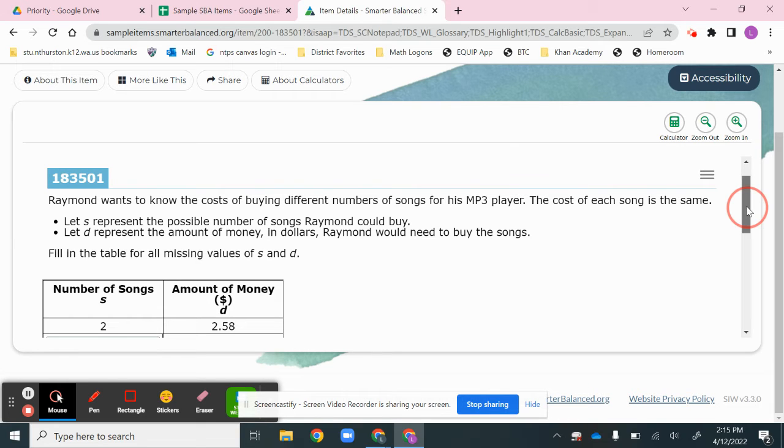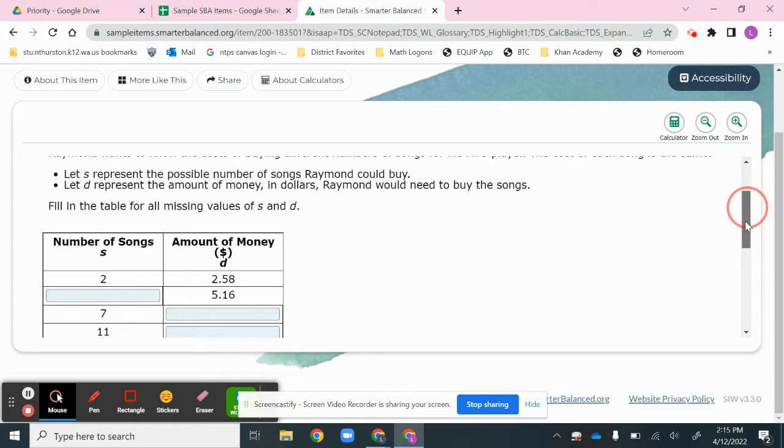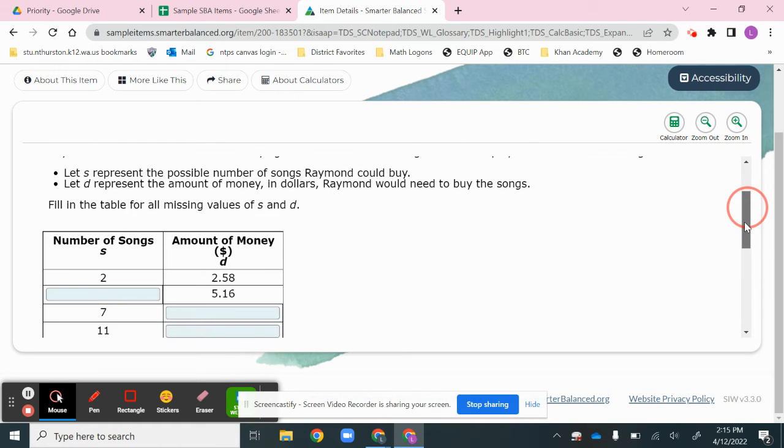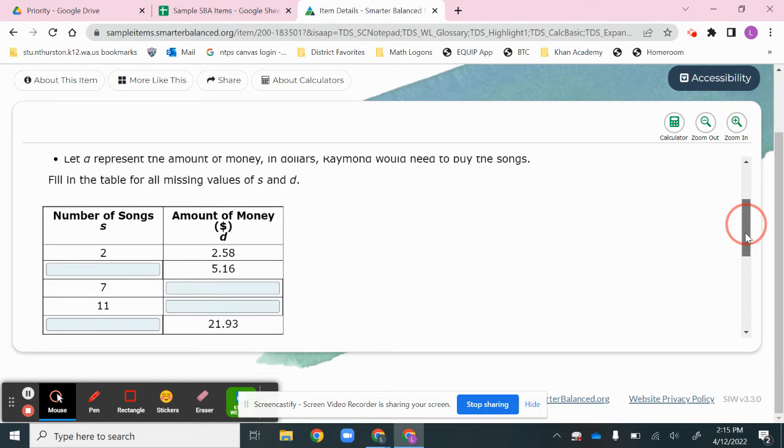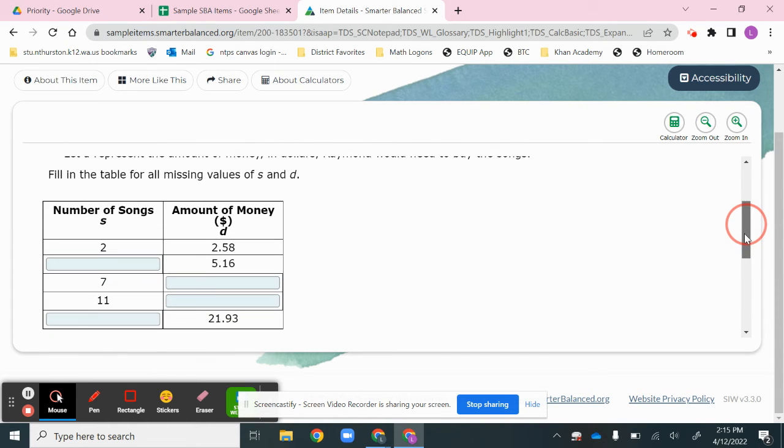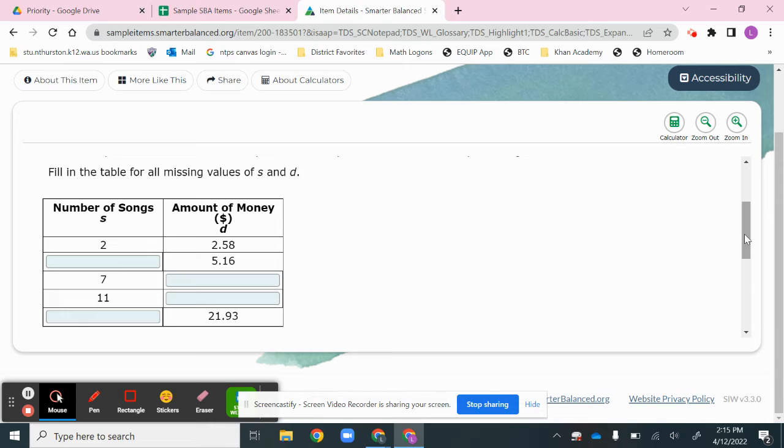So we're figuring out how much it is for each one of them. So here we actually have the number of songs missing, but we do have the amount of money. And here we have the number of songs, but we don't have the amount of money. I'm thinking for this one, how might you solve it? If you're working in class, turn and talk to a friend. I'm going to give you a couple of seconds to figure it out.